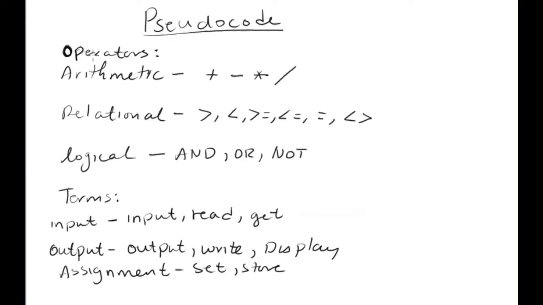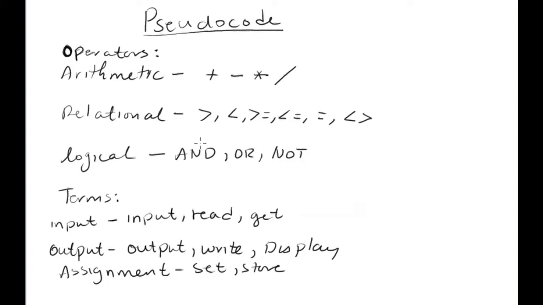Now the operators, these are symbols used for calculations or to make comparisons. Now we have three different types of operators: arithmetic, relational, and logical. Now for arithmetic, you have the plus for addition, minus for subtraction, the asterisk is for multiplication, and the forward slash is for division. Now for relational, we have greater than, less than, greater than or equal to, less than or equal to, and not equal to. And for logical, we have and, or, and not.